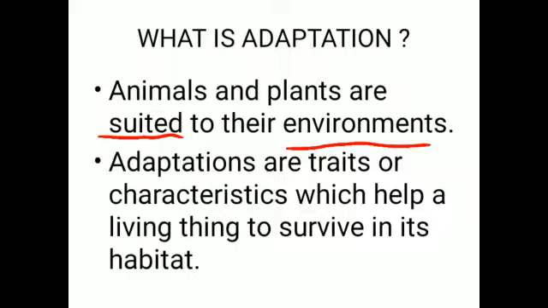Now, adaptations are traits or characteristics which help a living thing, maybe a plant or animal, to survive in its habitat. Means the conditions which help in our survival. And adaptations are those characteristics or traits which help any living thing to live its life easily and comfortably.